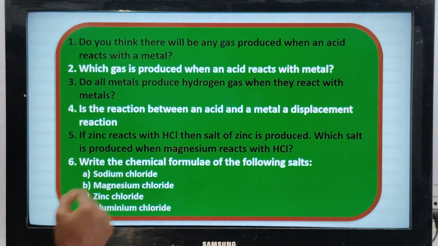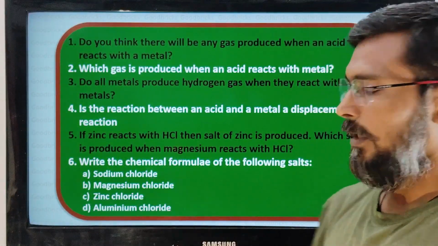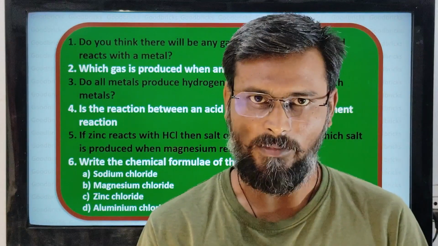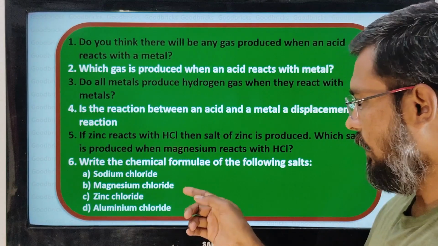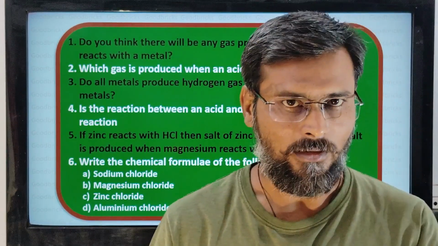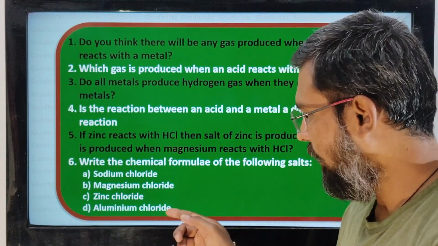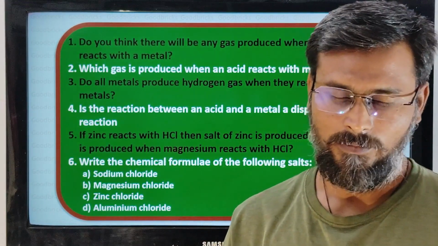Now, we need to tell the chemical formulae of all these salts. Sodium chloride, which we eat every day, that is common salt, and NaCl is the chemical formula. Magnesium chloride, MgCl2. Zinc chloride, ZnCl2. Aluminum chloride, AlCl3. So these are the chemical formulas.